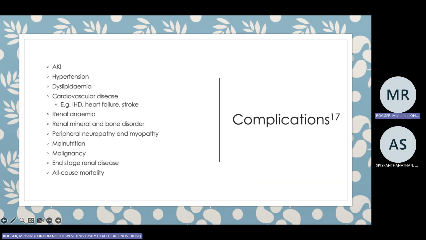So bone disorders, you could get osteomalacia, and that's because of an increased turnover to increase that calcium supply that you've got, which is low already. Malnutrition, peripheral neuropathy and myopathy you can get as well, risks of malignancy, end-stage renal disease, so that's the progression of CKD. And interestingly, people with CKD have a general increased risk of all-cause mortality.